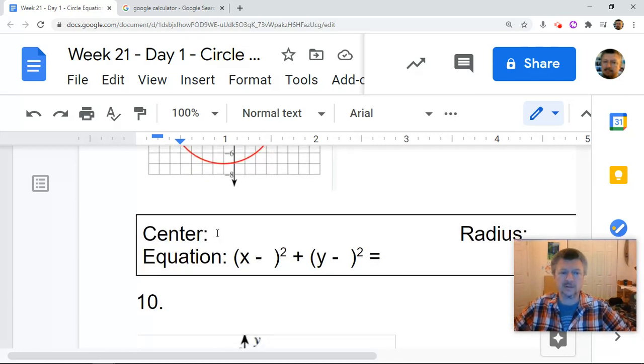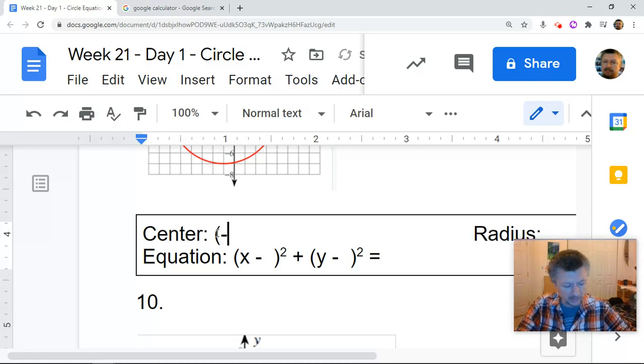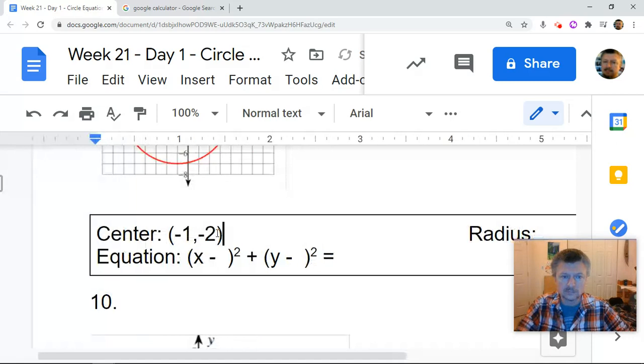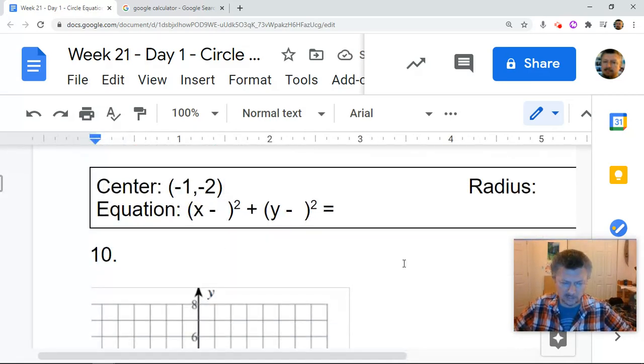So you come down here and you write -1, -2. A little similar to what you did in Khan Academy. Same concept, just a little bit different.